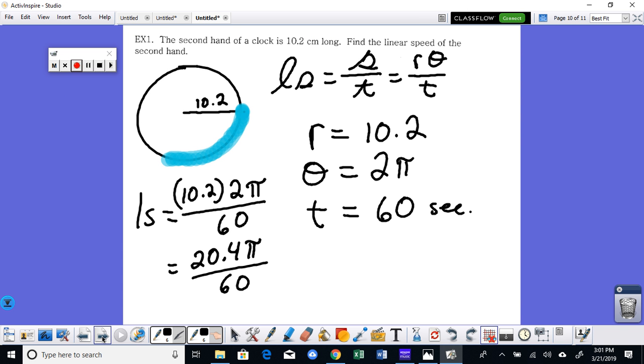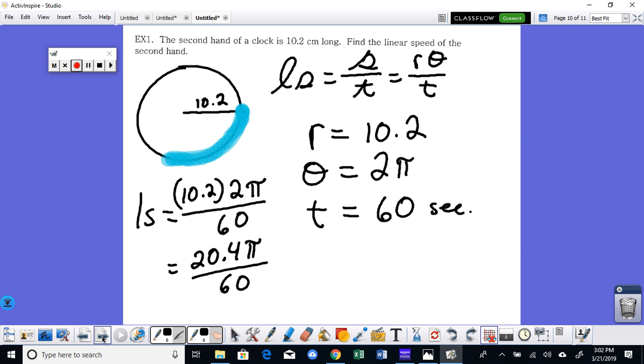All right, so the second hand of a clock is 10.2 centimeters long. Find the linear speed of the second hand. We draw a picture seeing that the radius is 10.2. Write out your formula, write out all your variables, and come up with values for them. Since it's a clock, we're going to consider going all the way around, which would be an angle of 2 pi and would take us 60 seconds. So linear speed is 10.2 times 2 pi over 60, or 20.4 pi over 60.